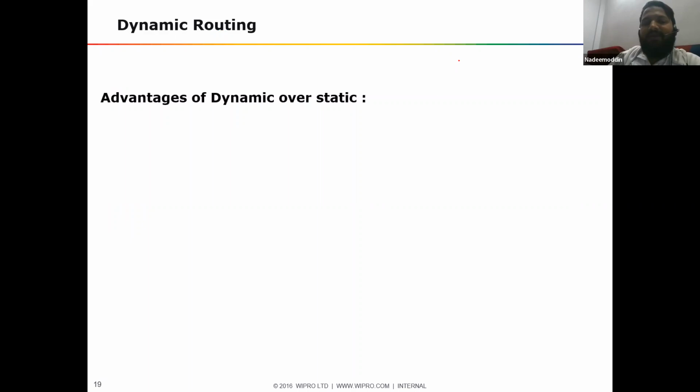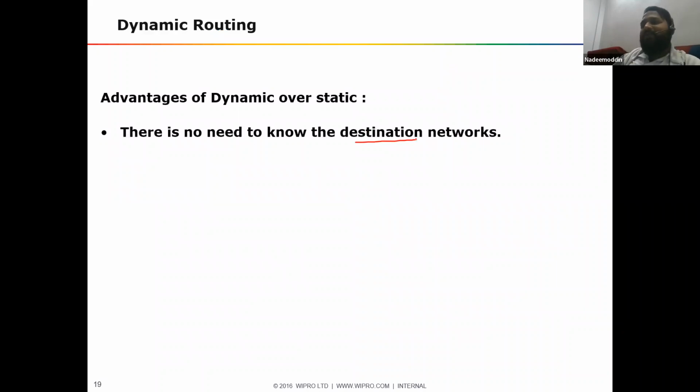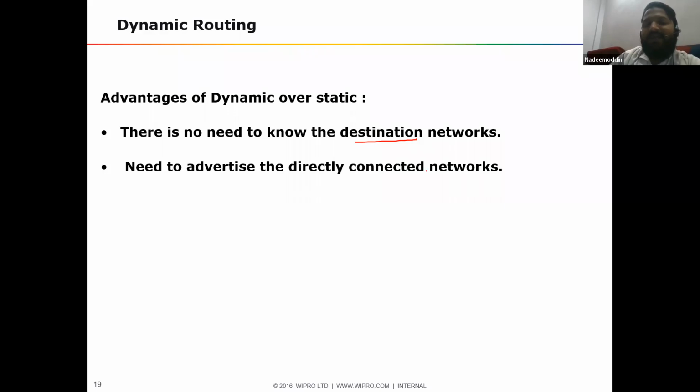Advantages of dynamic routing over static routing. See, there is no need to know the destination. Can you see the first advantage? On the India router, you need to know the destination of the USA network. On the USA router, you need to know the destination of the India network. Likewise, if you have a UK office, then you need to know the UK destination network. But in dynamic routing, you have no need to know about that. That's the first advantage.